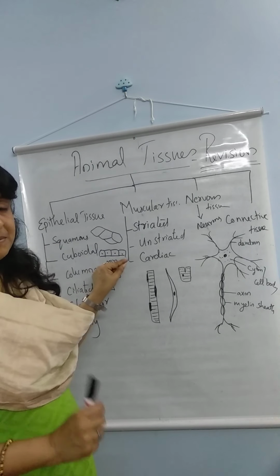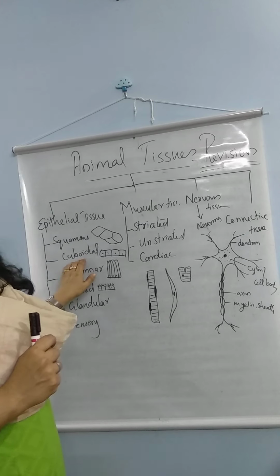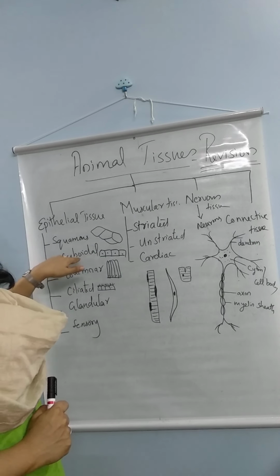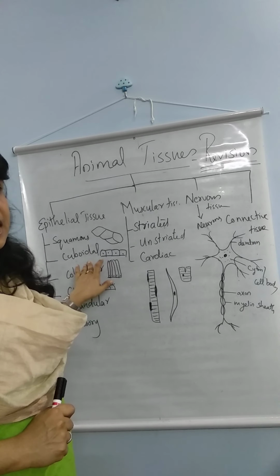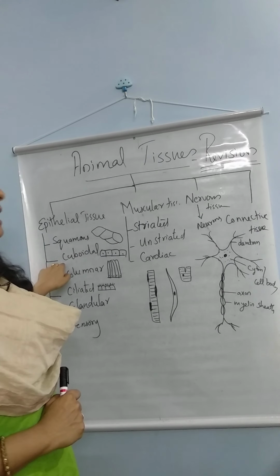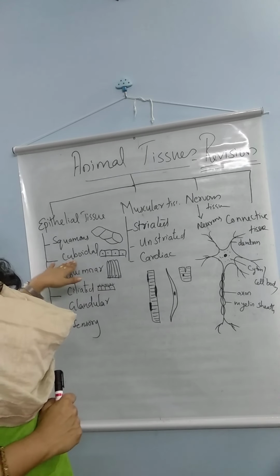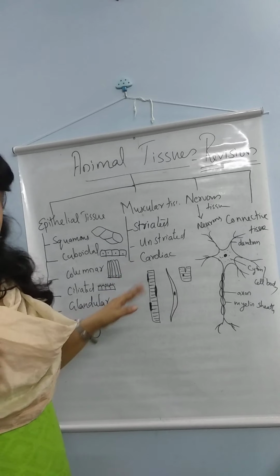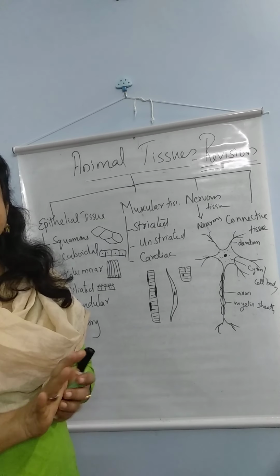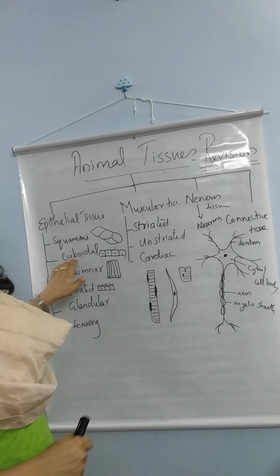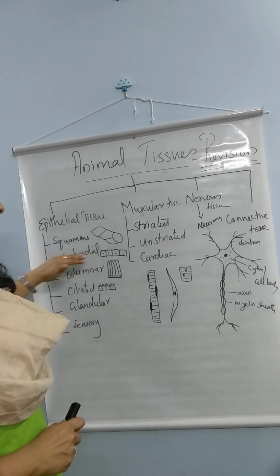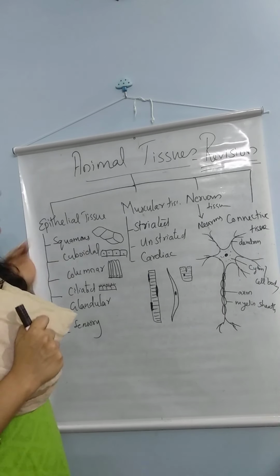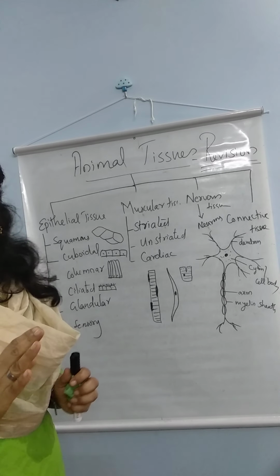Next, cuboidal cells are square-shaped cells, forming cuboidal epithelial tissue. Cuboidal epithelial tissue is usually seen in salivary glands. Then the kidney, in the tubules of the kidney with the nephron structure, the tubule region has cuboidal epithelial cells. So squamous has the function of protection, and cuboidal has the main function of secretion.